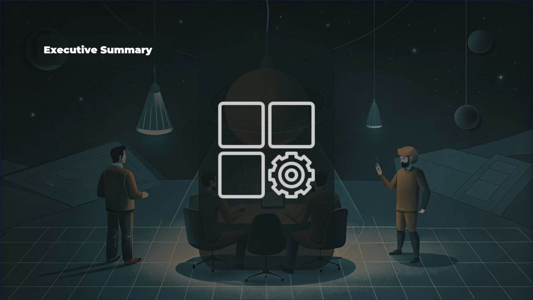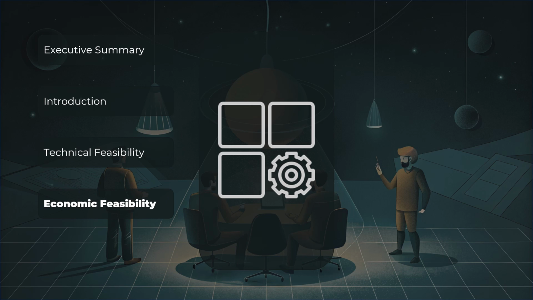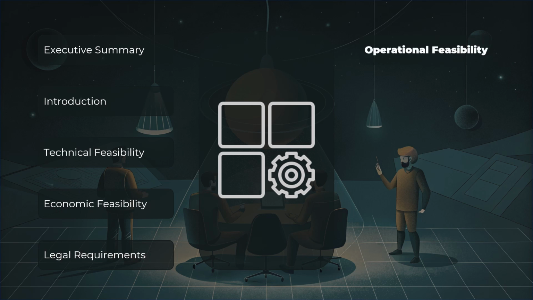Executive summary, brief overview, key findings, and recommendations. Introduction, background, purpose, and scope of the project. Technical feasibility, resource availability, technology, and challenges. Economic feasibility, financial viability, cost-benefit analysis, and projections. Legal and regulatory requirements, permits, licenses, and compliance. Operational feasibility, resource availability, infrastructure, and challenges.